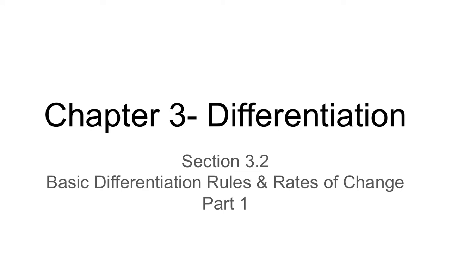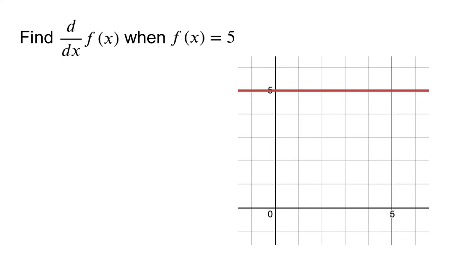Section 3.2, Basic Differentiation Rules, Part 1. So, we're going to take a look at the derivative, but good news, we're not going to go through that whole big thing of the definition of the derivative today. Today I'm going to give you some shortcuts. But I think it's really important for you to remember that the derivative helps you to find the slope of the line at any given point.